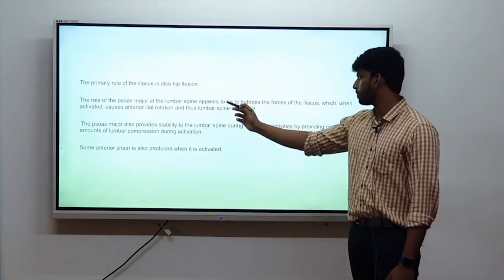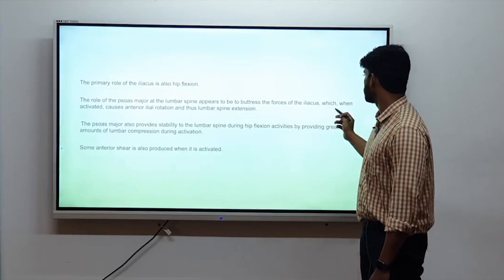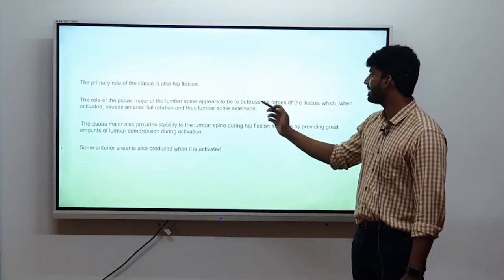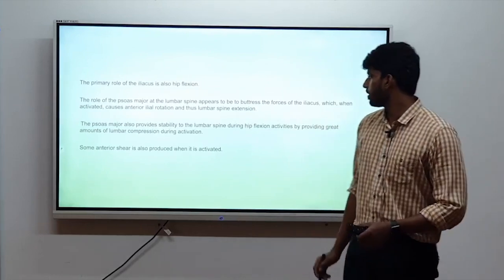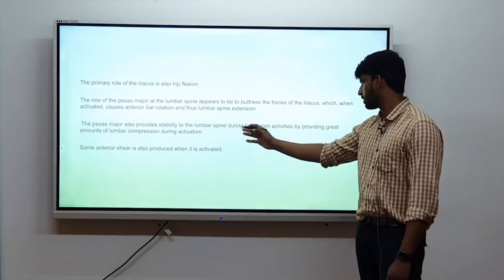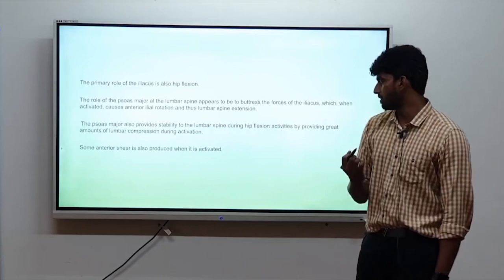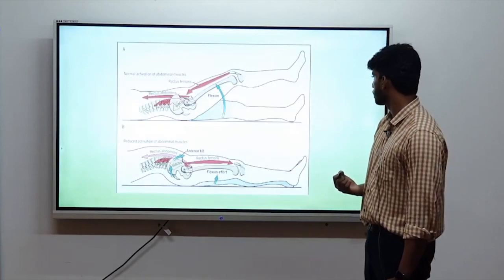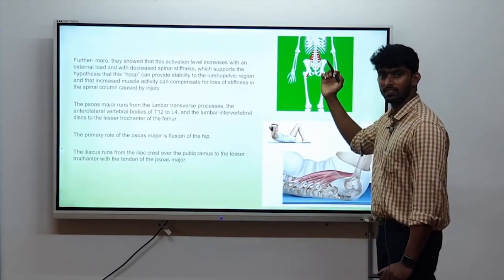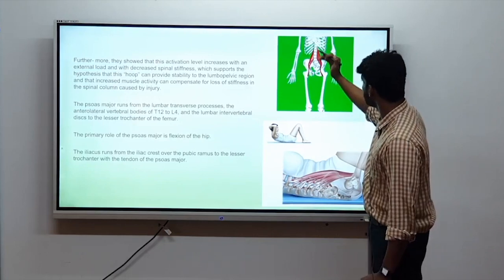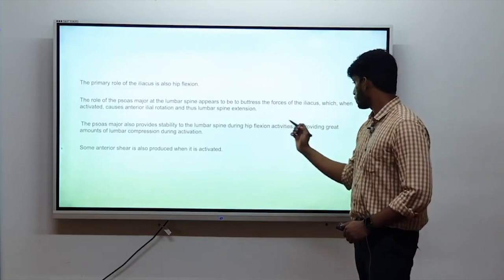The role of the psoas major at the lumbar spine appears to be to buttress the force of the iliacus, which when activated causes anterior iliac rotation and thus lumbar spine extension. The psoas major also provides stability of the lumbar spine during hip flexion activities by providing a greater amount of lumbar compression during activation. If you are starting with a lumbar flexion, it will compress the particular vertebral bodies.